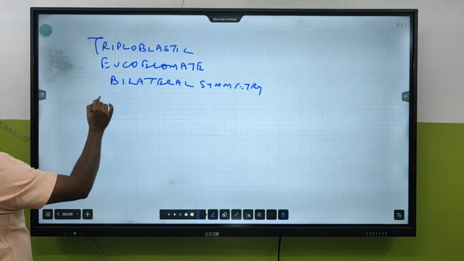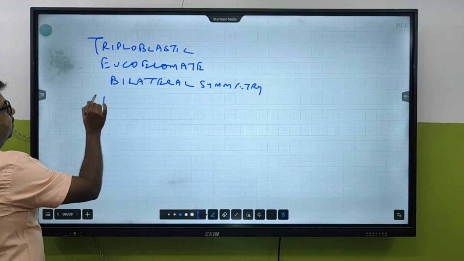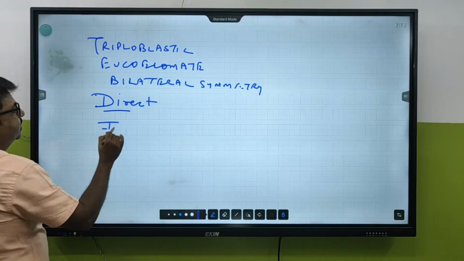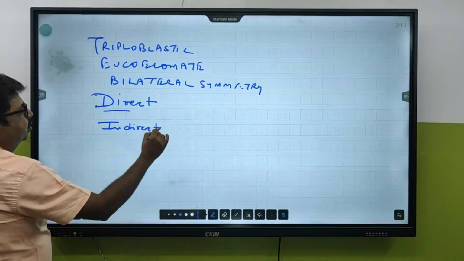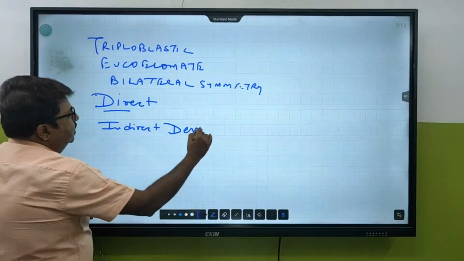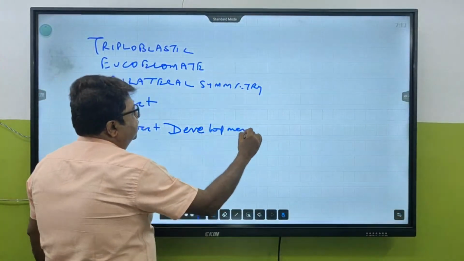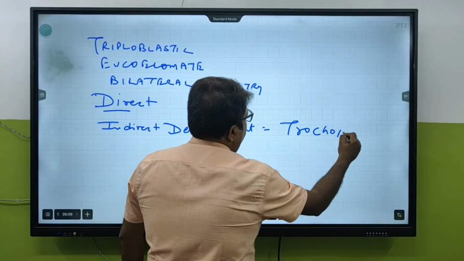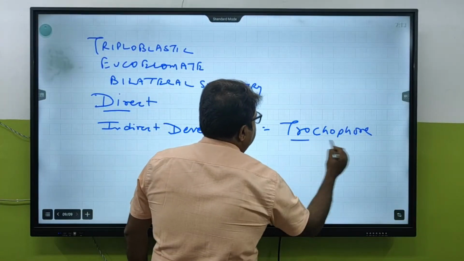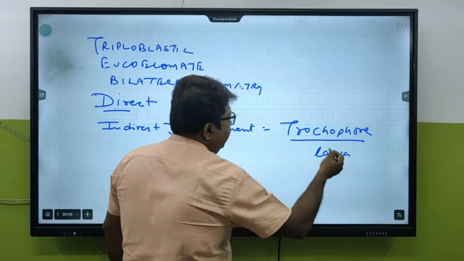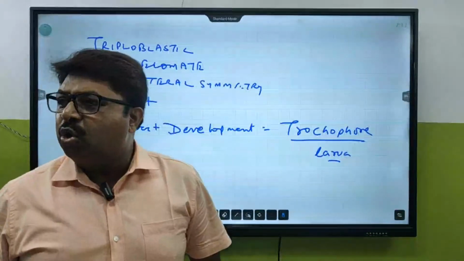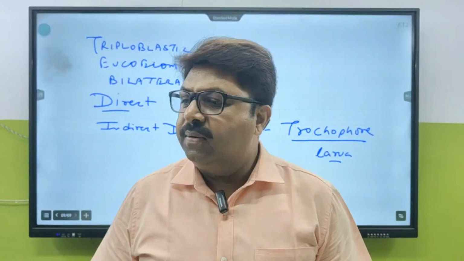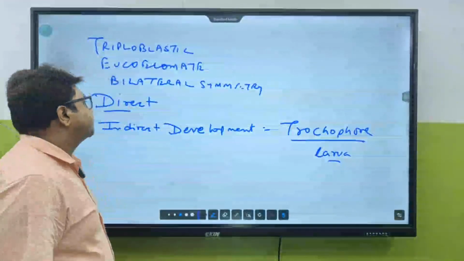And tell me some more. Do they have larva? Direct or indirect development? The majority of them show direct development. Some of them show indirect development. The one which shows indirect development, what is the name of the larva? Trochophore larva is the name of the larva. Any issues with this? Come on.